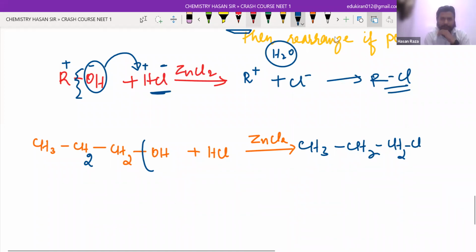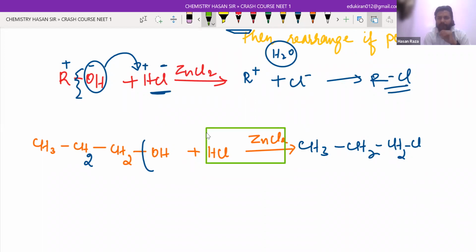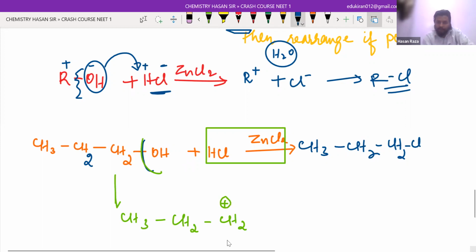You know why? See, first of all, I told you, whenever you see this reagent with alcohol, there will be formation of carbocation. That means this OH will be removed. If this OH is removed, there will be formation of CH2 plus. That means carbocation formation took place. Now you can see this is your 1 degree carbocation. If you want to move this positive charge to the right hand side, it is not possible because there is no carbon on the right hand side.